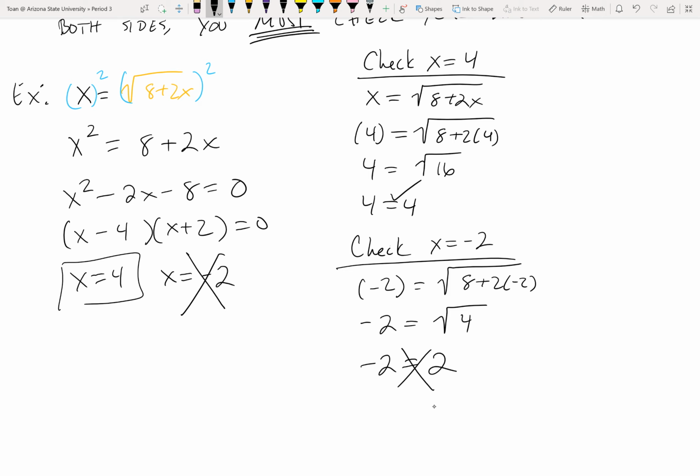So that's just a little footnote there. If you have variables on both sides, you just got to take the extra step once you solve it to check your answers. You may have 2 answers, you may have 1 answer, you may have no answers, no solutions. Who knows? Okie dokie?